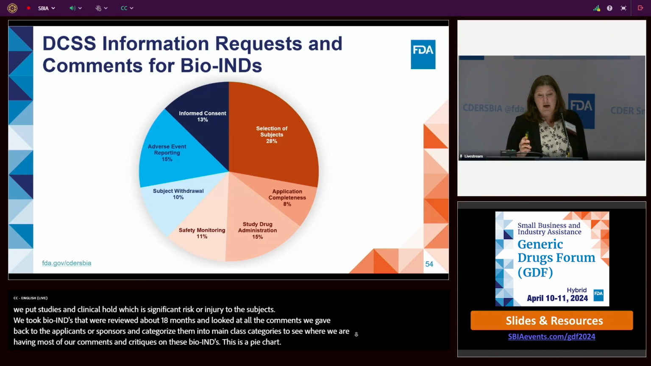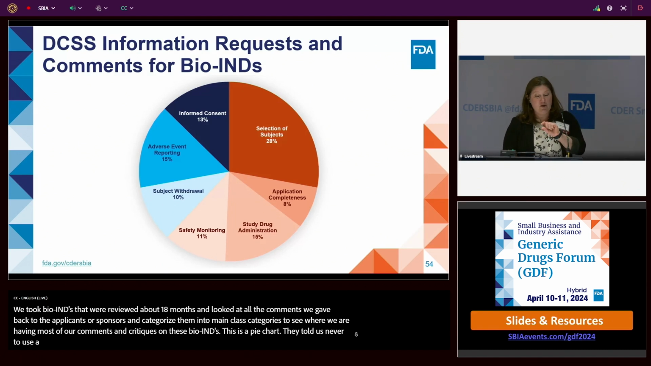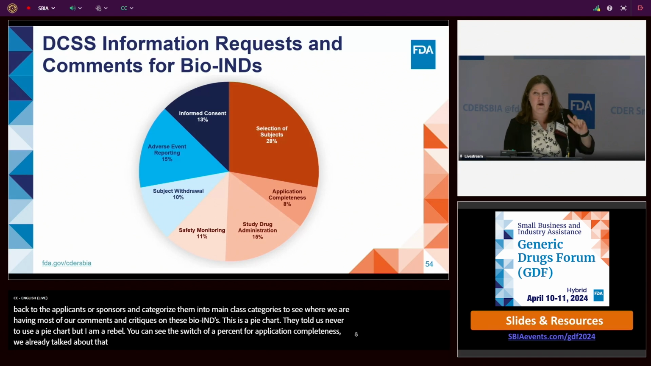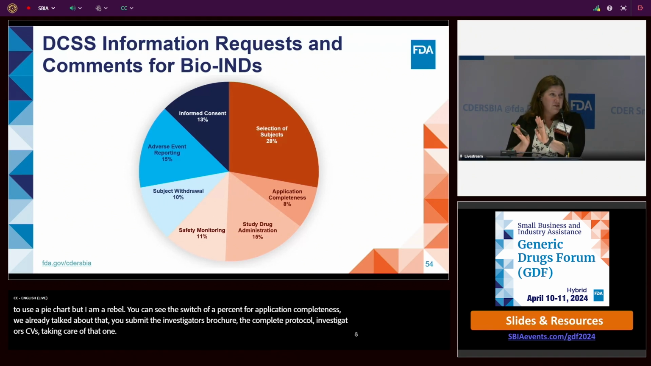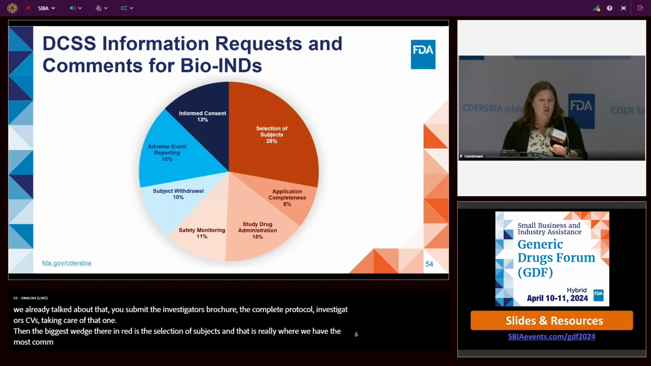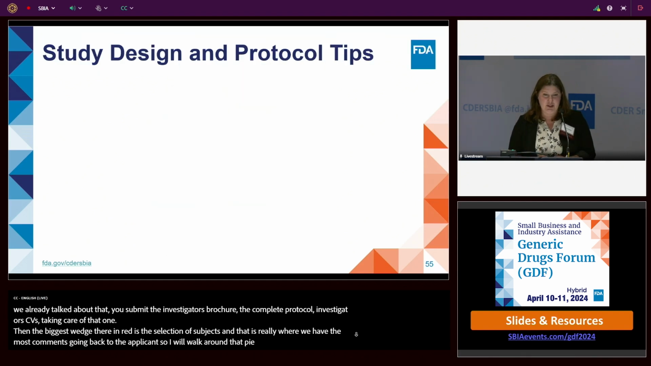So as you can see, this little wedge that's like 8%, 90% for application completeness. We already talked about that. That's where you submit the investigator's brochure, the complete protocol, the investigator CVs, boom, taken care of that one. Then, the biggest wedge there in red is selection of subjects. And that's really where we have the most comments going back to the applicants. And so I'm just going to walk right around that pie circle, and we're going to talk about each one of these topics and give some specific tips on how to improve submissions.